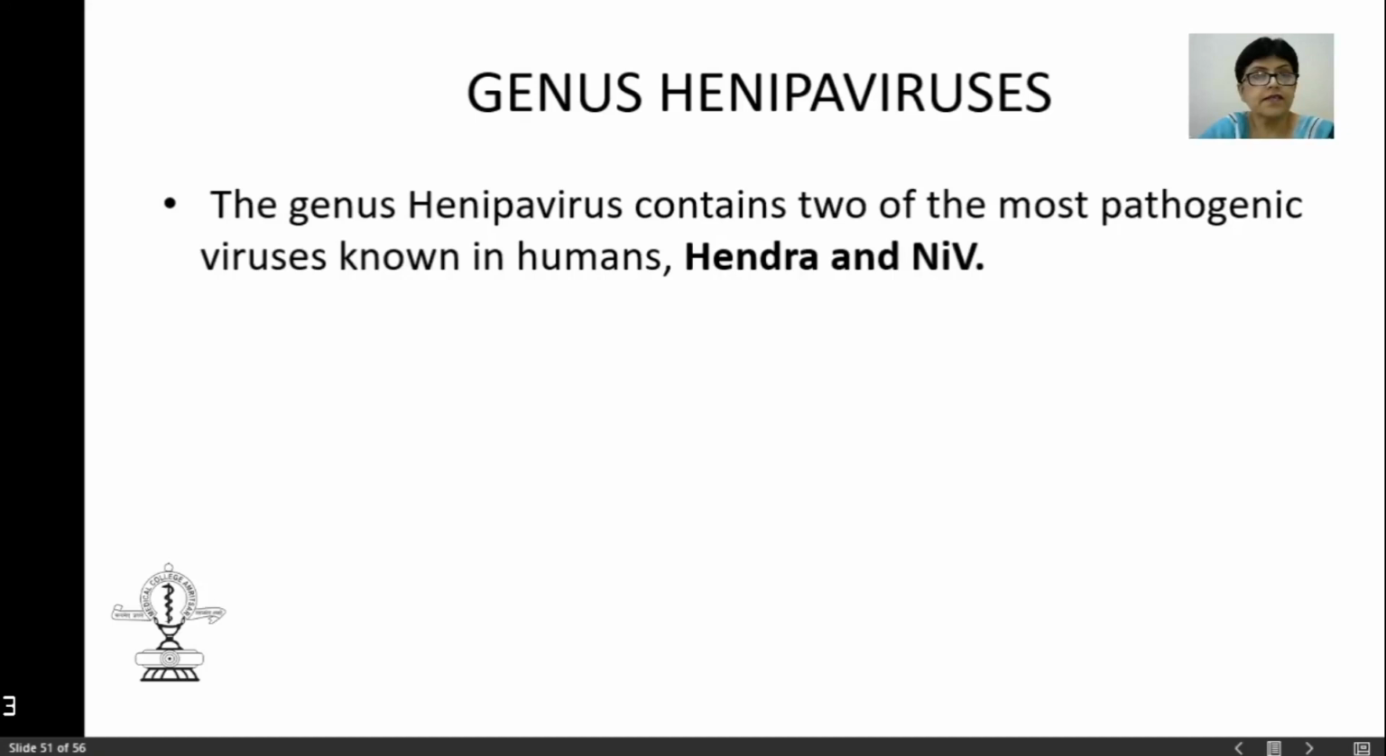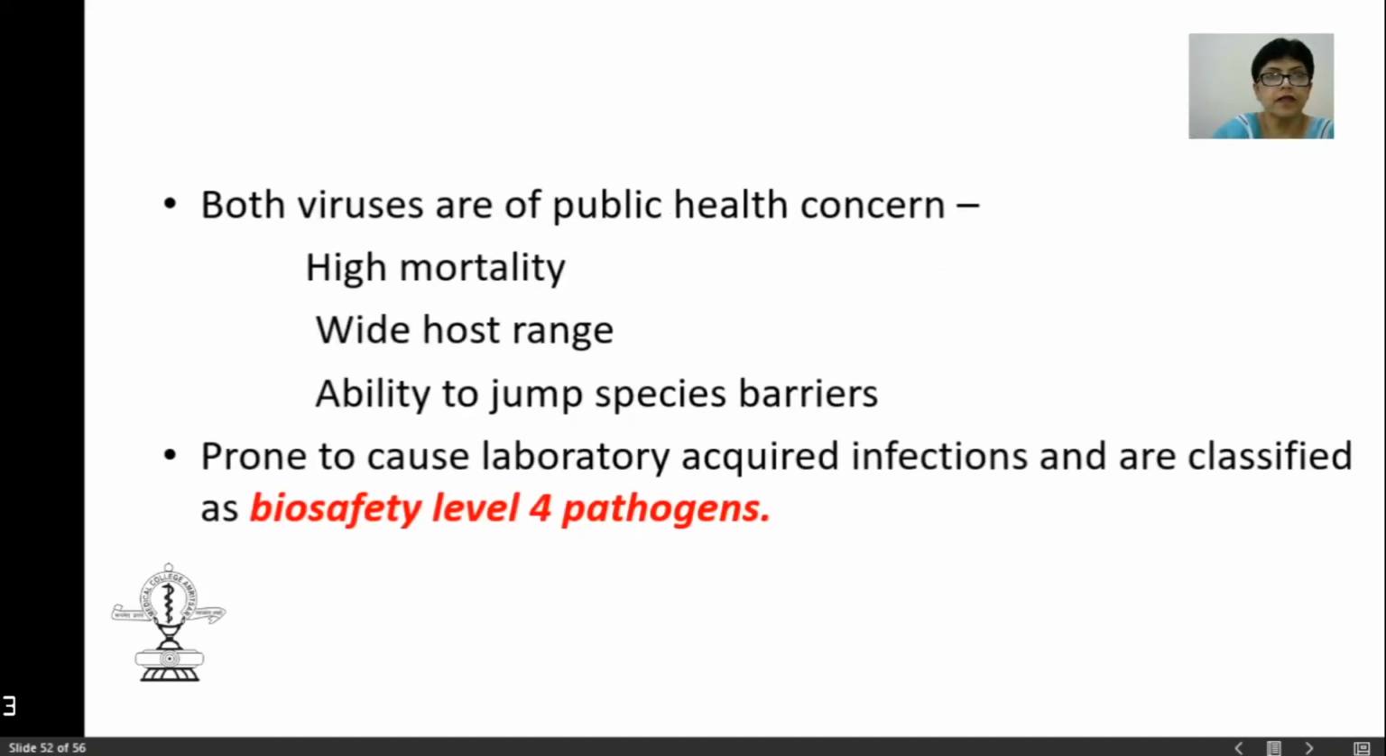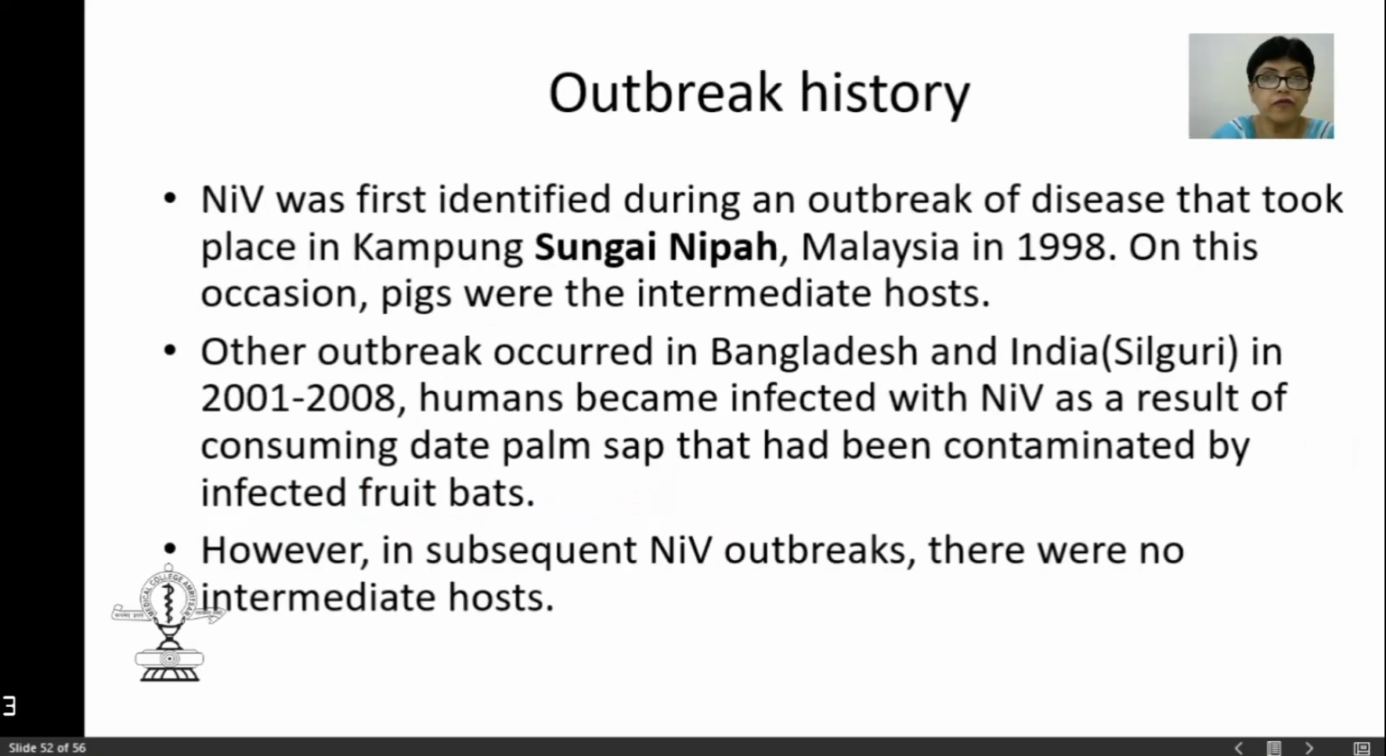Now we come to the last genus, which has been added to paramyxoviruses very late, and this is called genus Henipavirus. It contains 2 of the most pathogenic viruses known to humans, the Hendra and the Nipah virus. Both viruses are a public health concern because of their high mortality, their wide host range, and their ability to jump the species barrier. And because they are prone to cause laboratory acquired infections, they are classified as biosafety level 4 pathogens. We'll just discuss this very briefly.